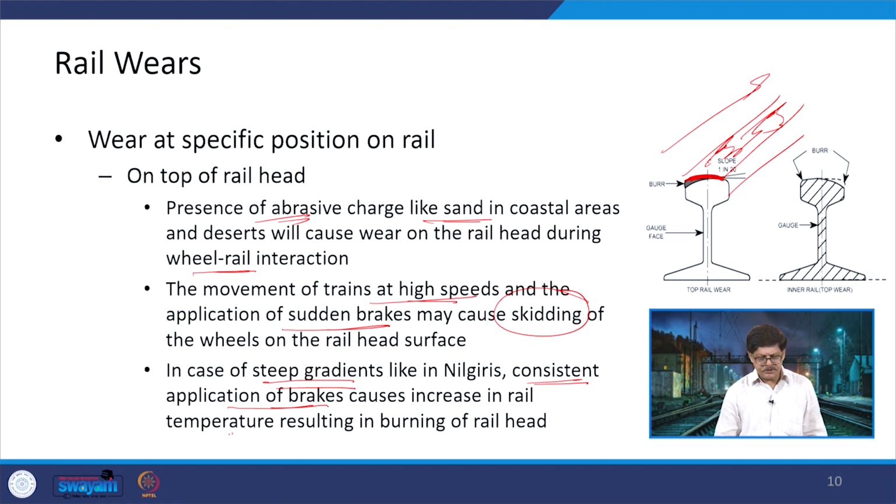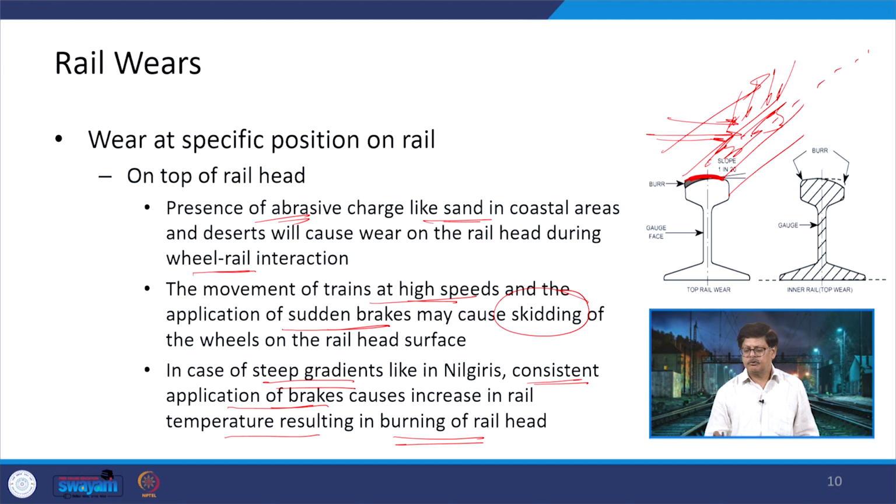So, it increases the temperature, which results in the burning of the railhead. You are applying the brakes again and again because you are going down, so you are trying to stop. If you are trying to stop the train in this form, there is continuous application on all of these points, first by the locomotive, then wagon 1, then wagon 2, then wagon 3. So, the rail temperature at this location will be very high, and as soon as that happens, the burning will be there.